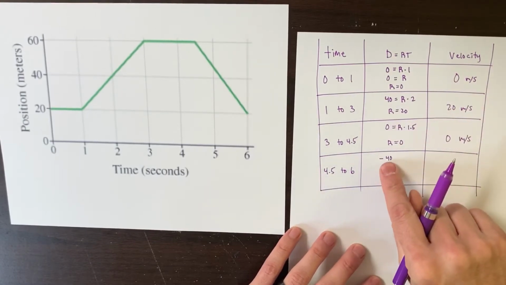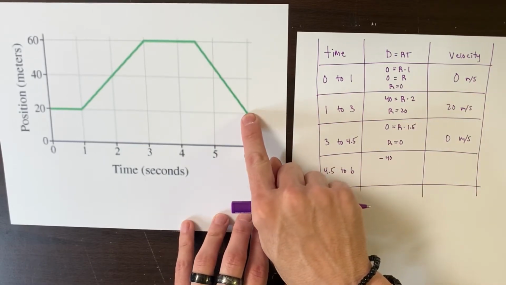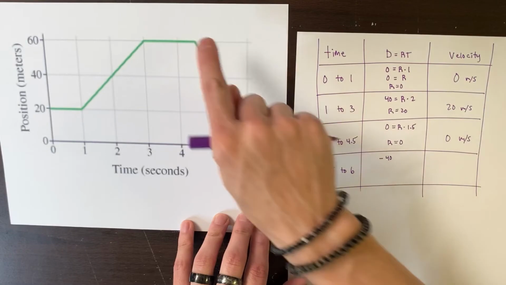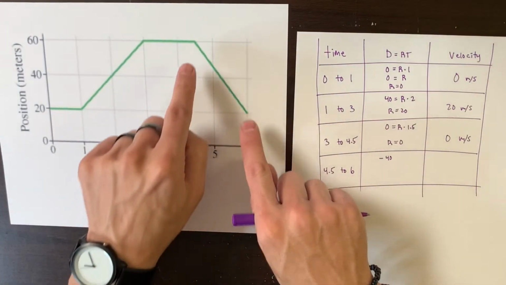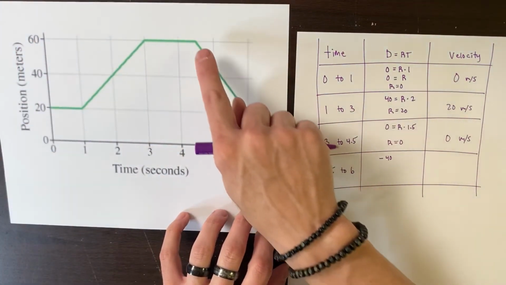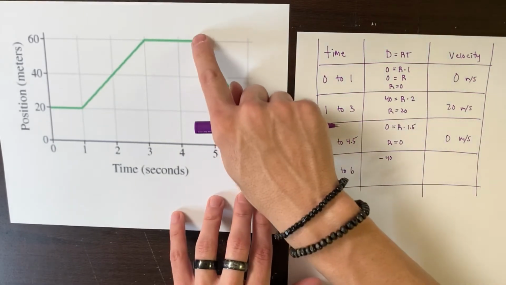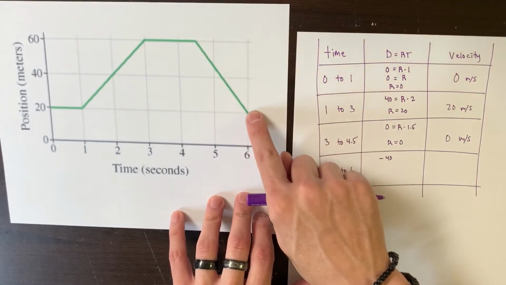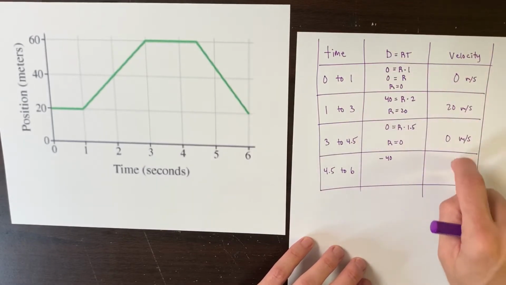And I'll tell you why it's negative. Because you're supposed to go this distance minus that distance. This distance here is 20, and that distance here is 60. So it's 20 minus 60, which is how I got the negative 40. Essentially, anytime you see that the position is coming back down, you can expect your distance to be negative, along with the velocity.